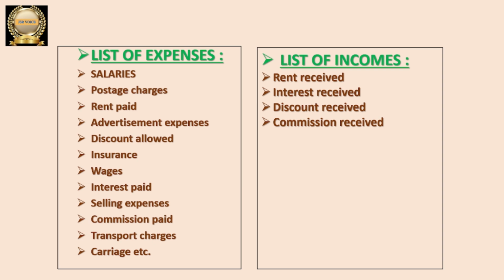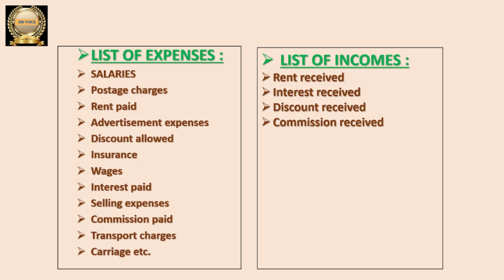These are expenses, and expenses may vary from business to business, but whatever items a business regularly spends on, you can follow the list I mentioned here. And on the right side, we have the list of incomes. So what are the incomes for the business? I'll read those items and you can concentrate on that.